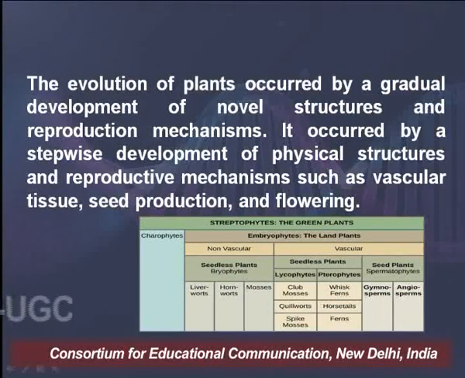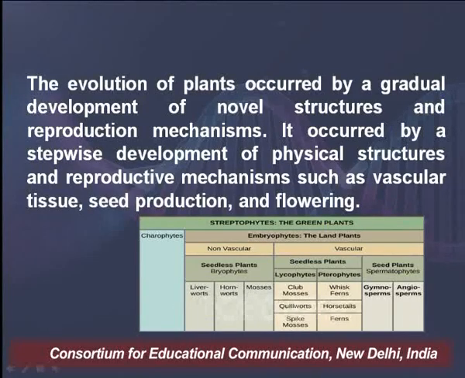The evolution of plants occurred by a gradual development of novel structures and reproduction mechanisms. It occurred by a stepwise development of physical structures and reproductive mechanisms such as vascular tissues, seed production and flowering. So, let us understand how these structures gradually evolved.